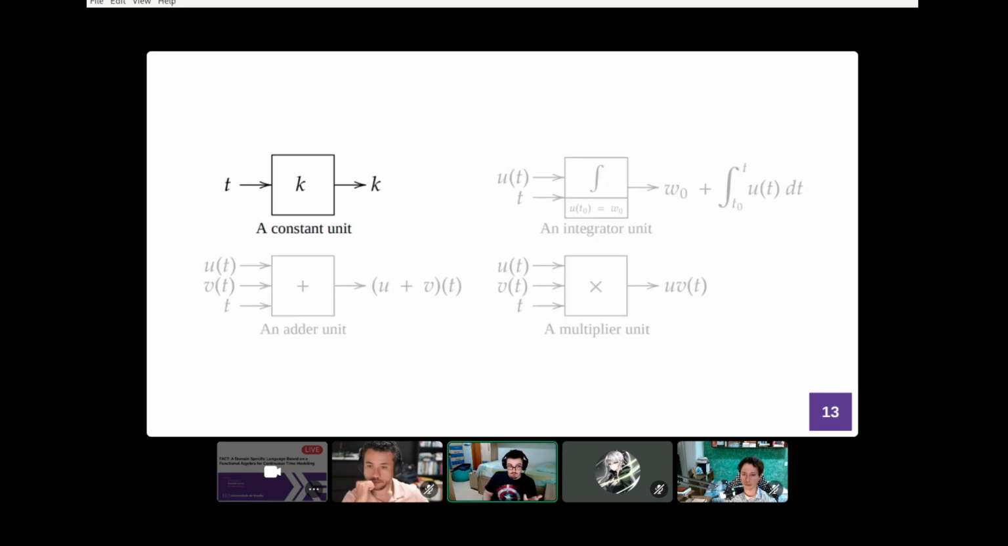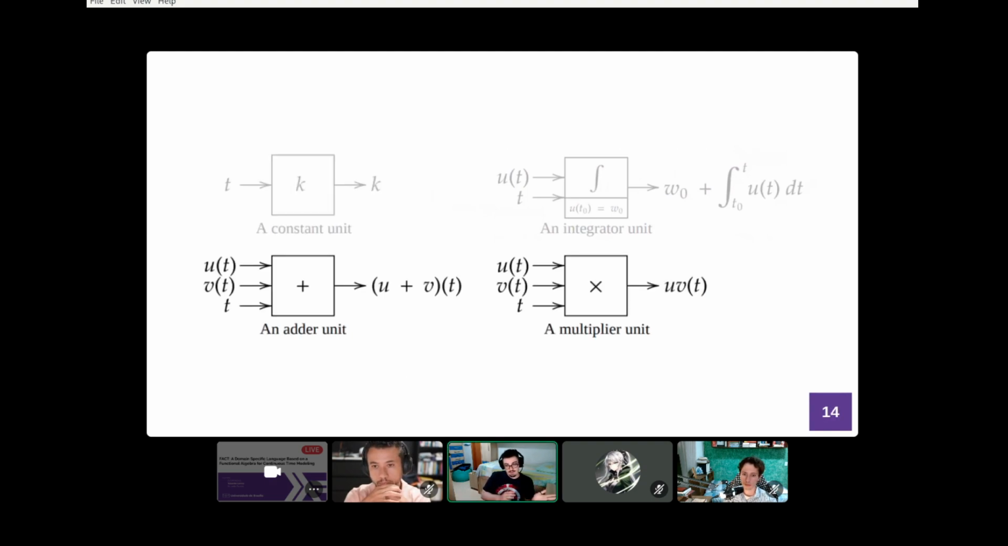First, there's the constant unit, which basically generates an output k for all moments in time. Then there's the adder and the multiplier units, and they do sum and multiply arithmetic operations on chosen signals at a specific moment in time. These 3 units, we call them pointwise or combinatorial operations, which means that they do not involve any sort of memory. They don't remember anything, they just do the math.